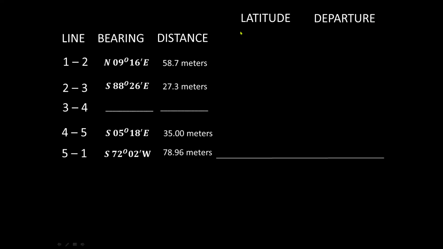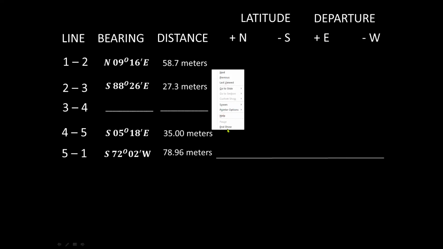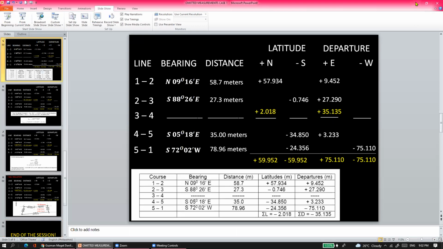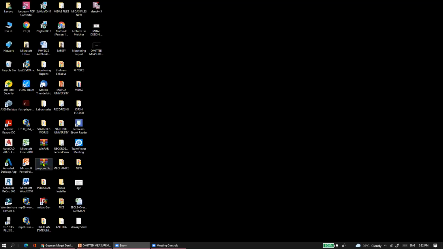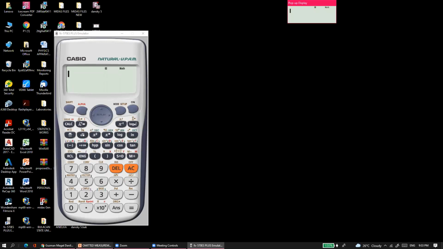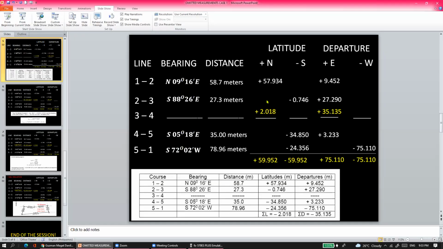Under the latitude, we have the positive north and negative south. For the departure, we have the positive east and negative west. So how do we determine the values of the latitude and departure in this given case? Let me show you first. I will open my calculator so that we may check if our calculations are correct, given our Microsoft PowerPoint. So, this is our given.